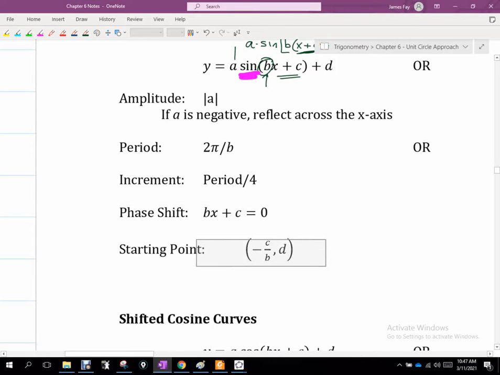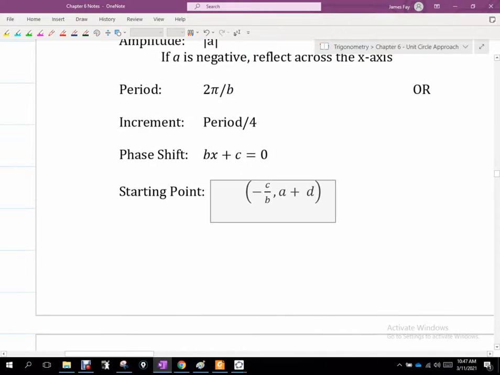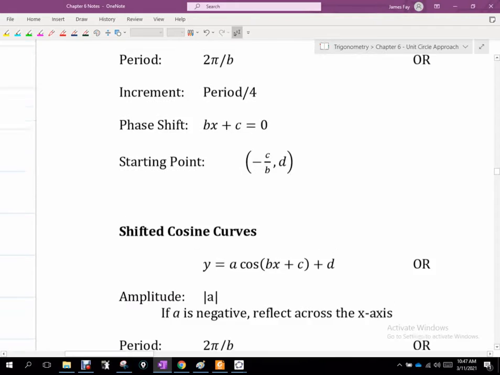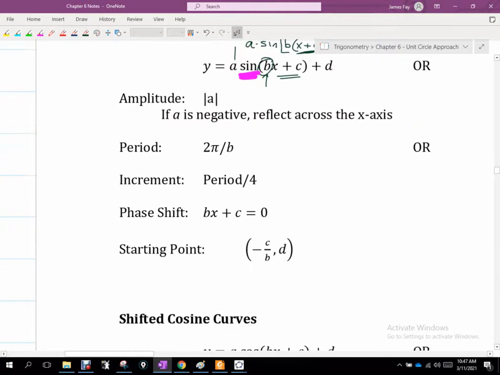Starting point is always the opposite of c over b comma d for the sine function. The reason I don't like this kind of stuff is because there's a different rule for the starting point of the cosine function. So I have to memorize 2 different things, and people transpose them. I'm not going to use it.